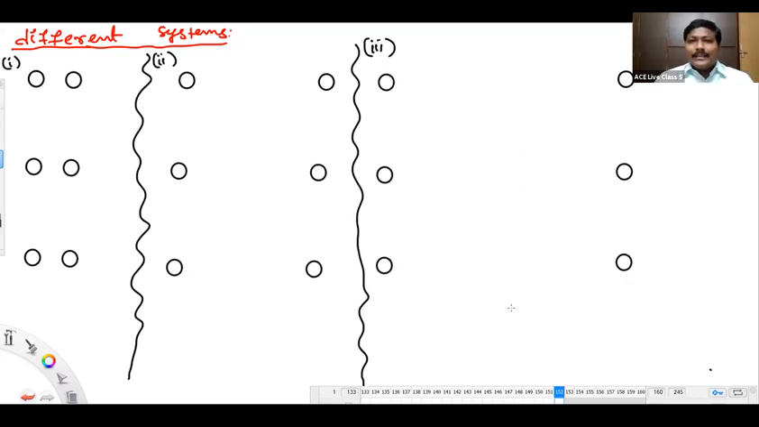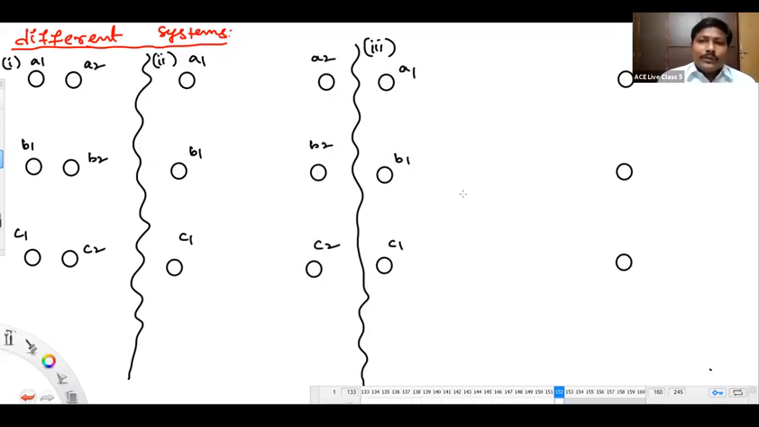So these are three systems. In all cases, it is A1, B1, C1, circuit 1. Kindly observe my words, please. A1, B1, C1, that's circuit 1. A2, B2, C2, that's circuit number 2. And here again, A1, B1, C1, circuit 1. A2, B2, C2, circuit number 2.